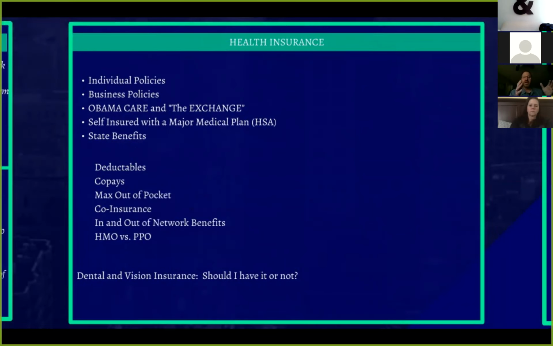Next box over is health insurance. Now, I won't spend a tremendous amount of time on health insurance. You have a question? Yeah. So the rider, what you're saying is if you have a $500,000 life insurance policy and you end up needing long-term care, would it reduce your policy by the amount that they paid out? Yes, great question.